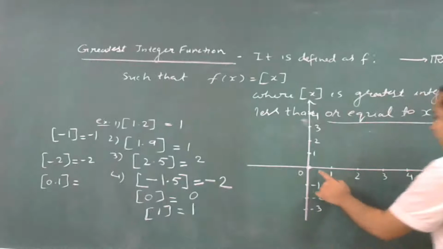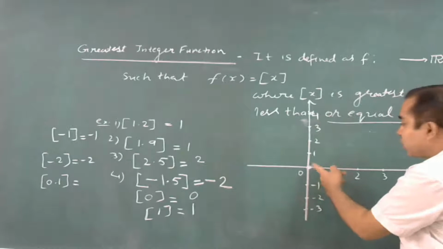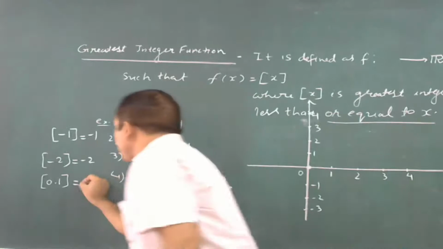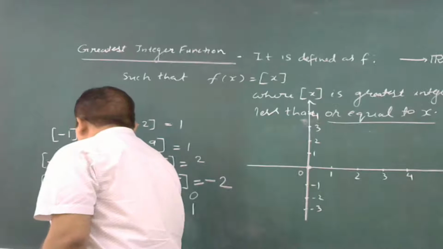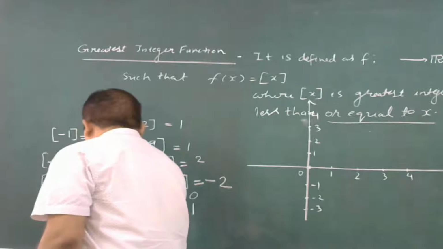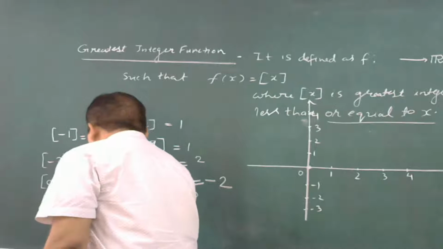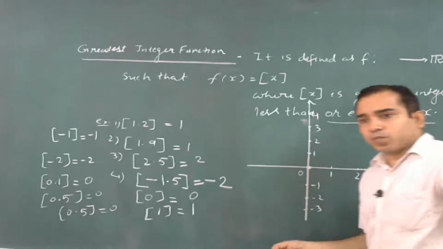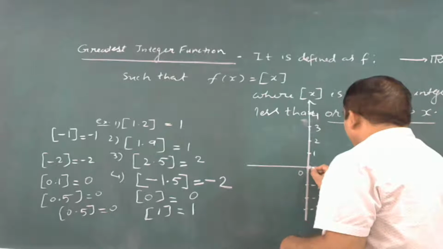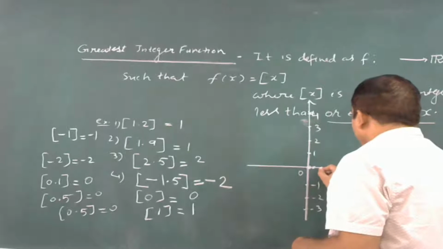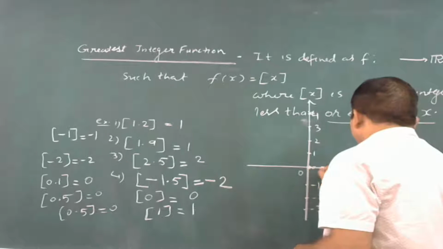0.1 is here, and on its left side the closest integer is 0, so that is 0. Not only 0.1 is 0, 0.5 is 0, 0.9 will also be 0, isn't it? So 0.1, 0, this is the point. 0.5, 0, this is the point. 0.9, 0, this is the point. So this whole line will be darkened here.